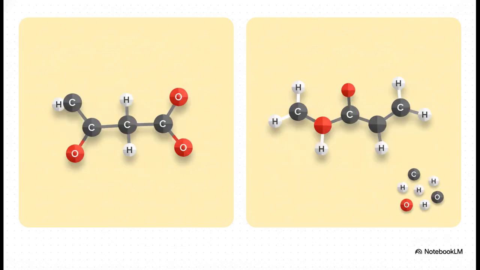And the last type in this branch is functional group isomerism. Now remember, the functional group is what gives a molecule its chemical personality. Well, these isomers have the same molecular formula, but completely different functional groups. That means they belong to totally different families of organic compounds. For example, C4H8O2 could be butanoic acid, which is a carboxylic acid, or it could be ethyl ethanoate, an ester. Same atoms, but wildly different chemical properties.